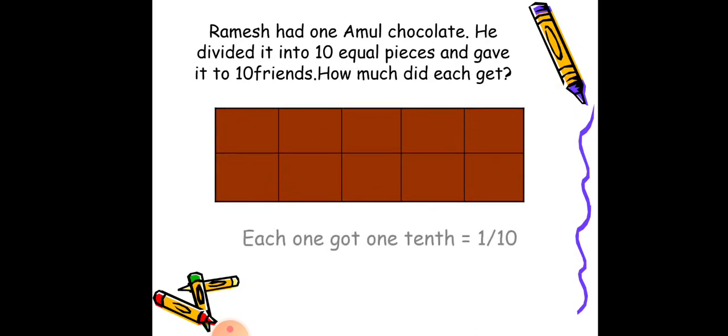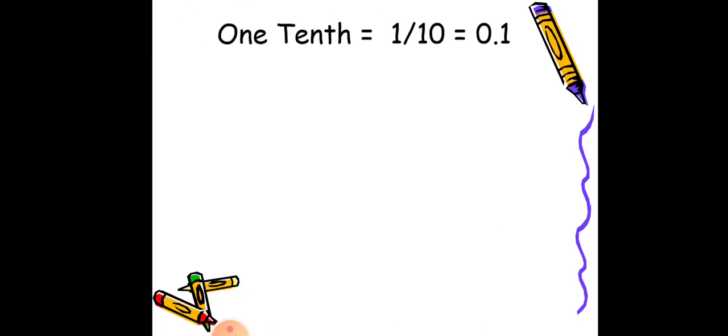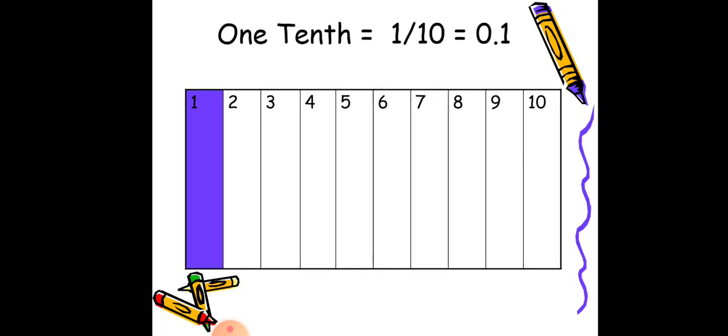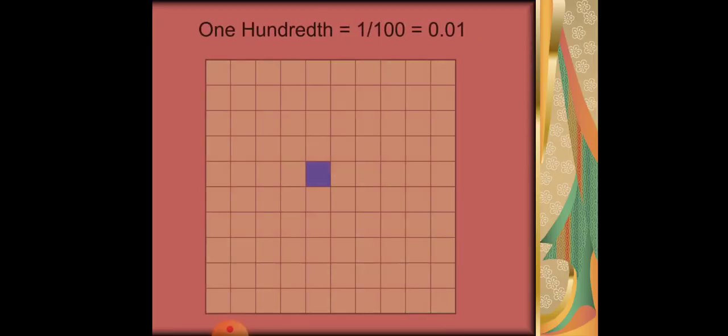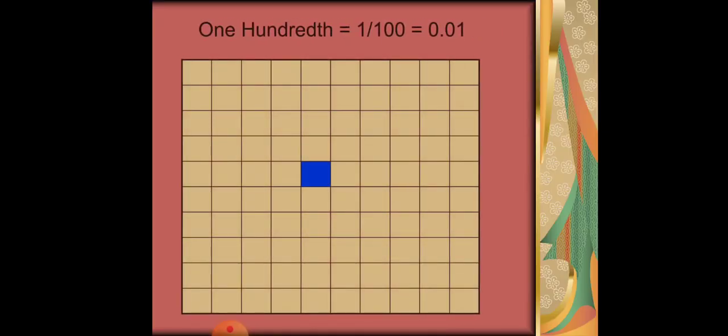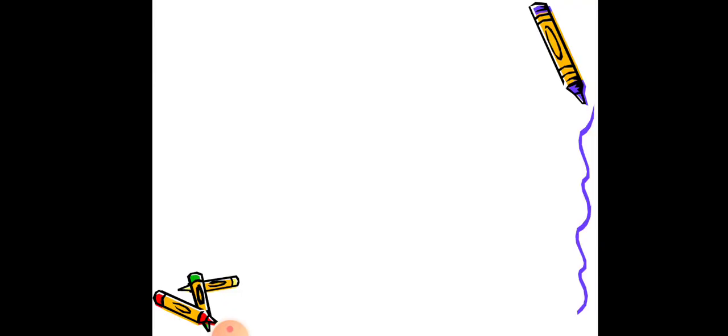For example, Ramesh has a chocolate and divides it into 10 equal parts. How much will one person get? They will get 1/10. 1/10 can be written as 0.1 because out of 10 equal parts there is only one portion. 1 upon 100 is equal to 0.01.